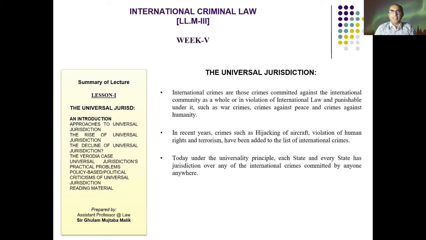And today, under the universality principle, each state and every state has jurisdiction over any of the international crimes committed by anyone and anywhere, which I have mentioned earlier. Crimes like genocide and torture are the recognized international crimes.